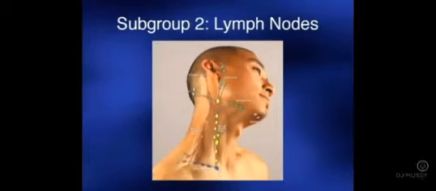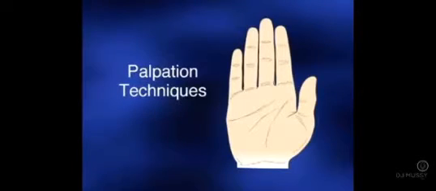Subgroup 2. The lymph nodes of the head and neck. To detect abnormalities such as swelling, tumors, or enlarged lymph nodes, the structure being examined must be compressed against a firm structure or between the examiner's fingers. Practice is required to develop an effective palpation technique.